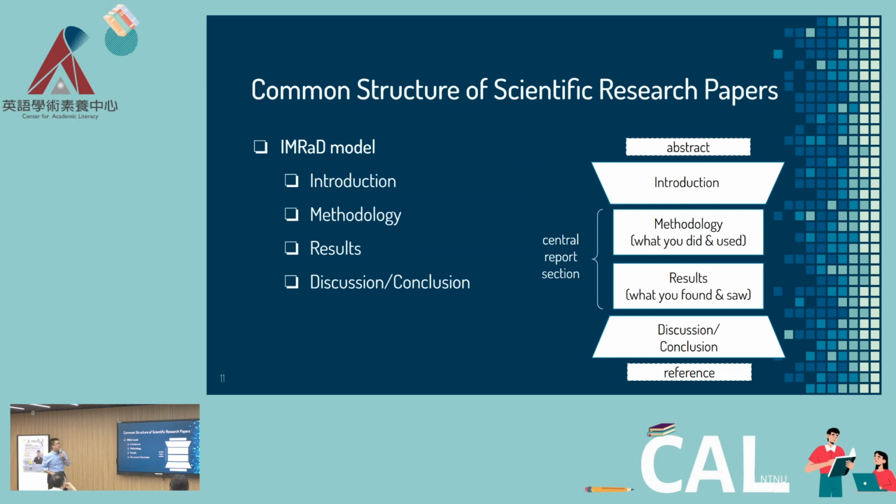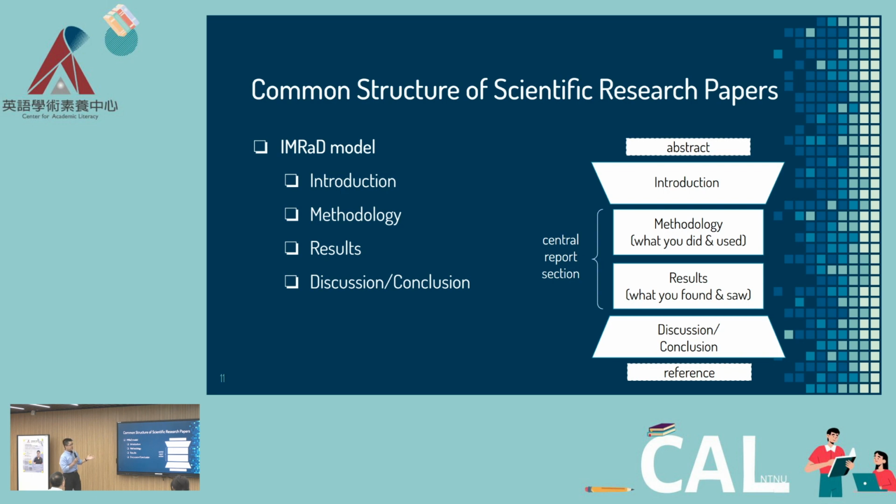So here's the common structure of a scientific research paper. That's a very conventional one. It's called the IMRaD model. Usually we have four main sections: the introduction, methodology, results, and discussion. And usually at the very beginning, you see the abstract and some keywords. At the end of the paper, you see references, and you probably see acknowledgements because you get some help from people, or some funding from an institution. So that's the basic structure of a paper.